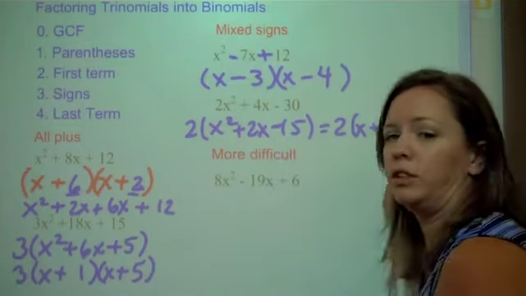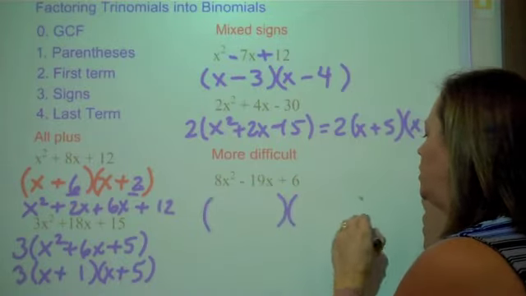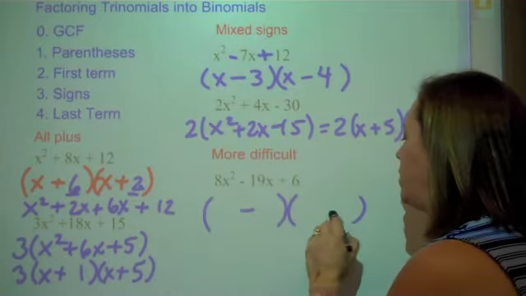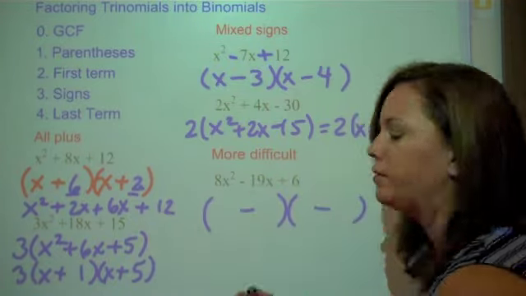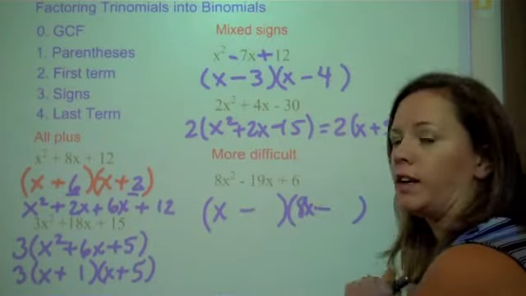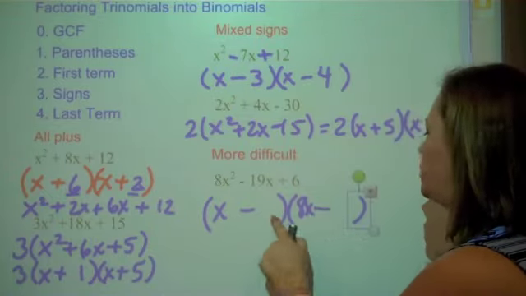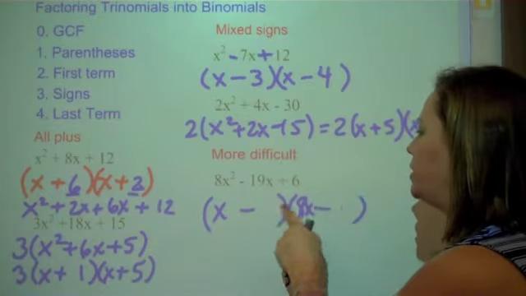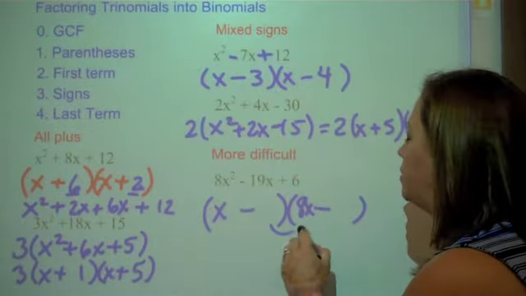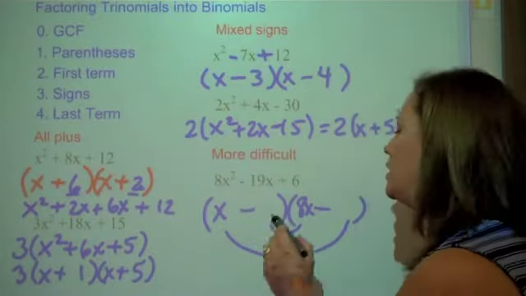One last one that's a little bit trickier here, and here sometimes you just want to play around. But I notice that this is a positive and this is a negative, so both of my terms here must be negative. And I'm just going to play around with factors of 8x squared. So I'm going to try x times 8x. And if that's the case, I want factors of 6 here such that when I multiply these two pieces together, they need to add up to negative 19.